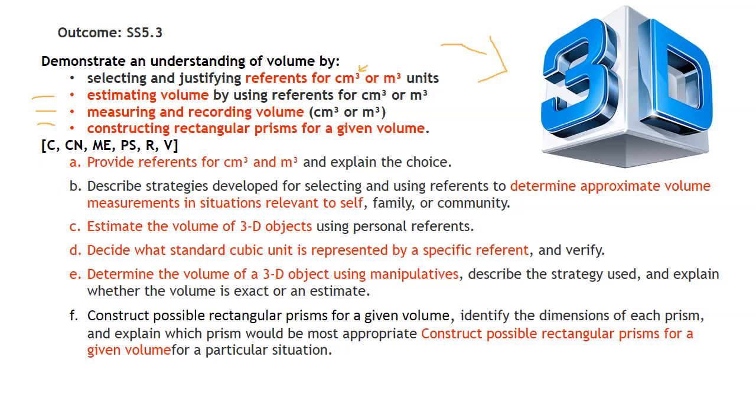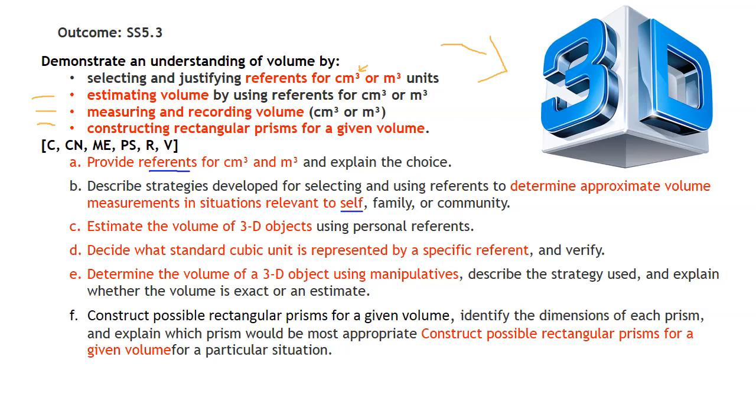And then the last one is being able to construct a rectangular prism given a certain volume. So if I said a fish tank is 20 gallons, you could make me a fish tank with those dimensions, either by drawing it or building one yourself. Okay, if we look at the indicators, they just sort of repeat what the parts of the outcome said. So providing a referent for centimeters cubed and meters cubed, and determining the approximate volume of something that is relevant to your life, like your washing machine.